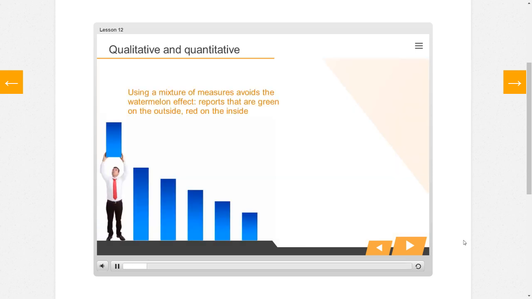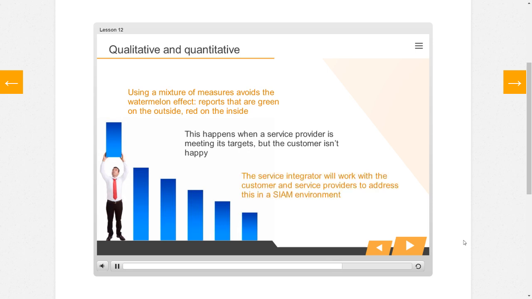Using a mixture of measures avoids a scenario referred to as the watermelon effect. This is a term used to reflect service reports that are green on the outside, red on the inside. The watermelon effect happens when a service provider's reports show that it is meeting all its targets, but the customer isn't happy. This is usually an indication that the service targets are measuring the wrong things. Within a SIAM ecosystem, the service integrator would work with the customer and the service providers to remove or reduce the amount of watermelon reports.